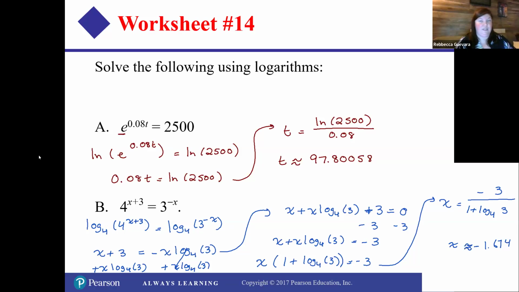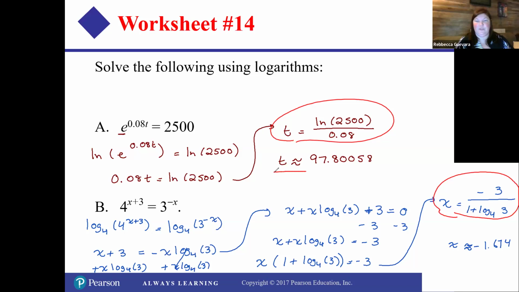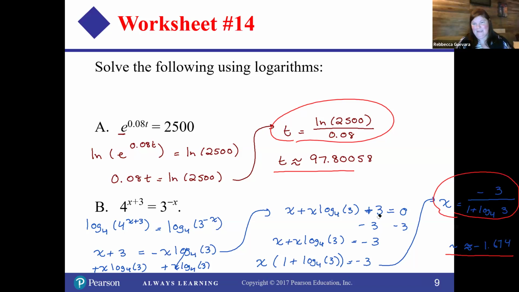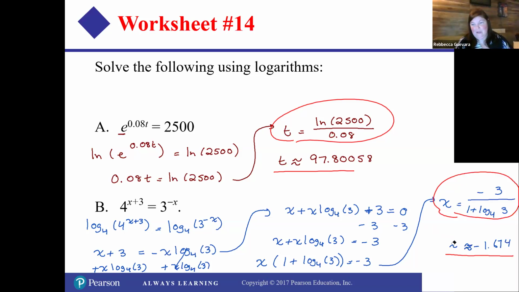So just to go back over this, these would be the preferred answers. The other ones are our approximations. Depending on what we're doing, sometimes we like the approximations, but really for the most part, you want to try to keep things exact answers. So we would just leave natural log of 2,500 divided by 0.08, or we'd leave it as negative 3 divided by 1 plus log base 4 of 3.